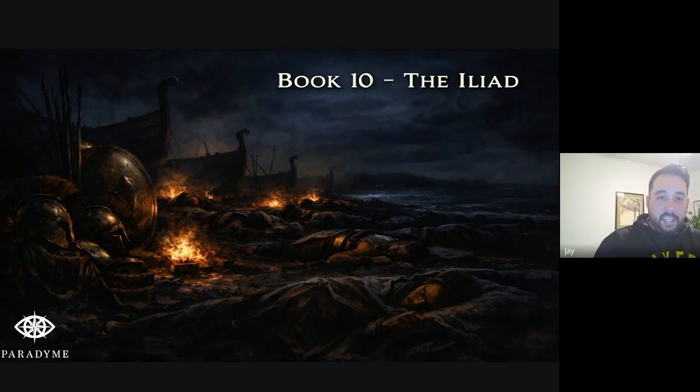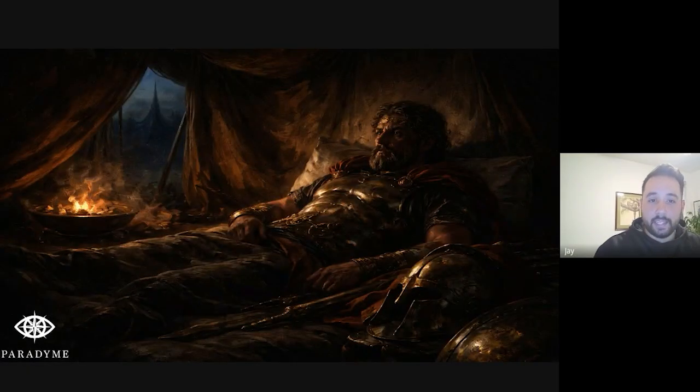Book 10 of the Iliad. Night settles heavily over the Achaean camp. Fires burn low. The exhausted soldiers lie asleep beside their ships, their armor stacked nearby, their shields resting like silent sentinels. But not all men sleep. Agamemnon lies awake in his tent. Troubled, his mind turns with anxiety about Achilles' absence, about Trojan momentum, about the uncertainty of tomorrow's battle.